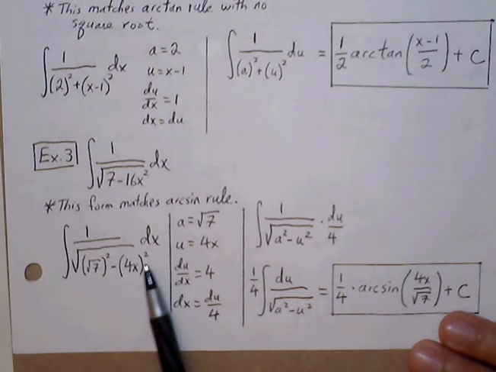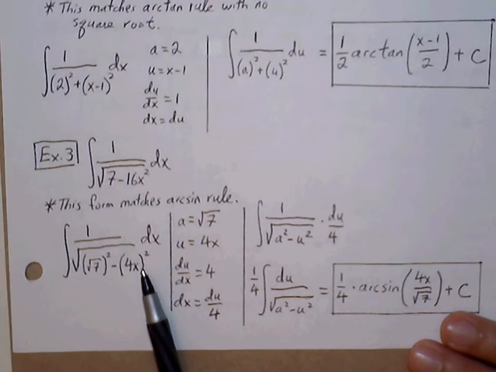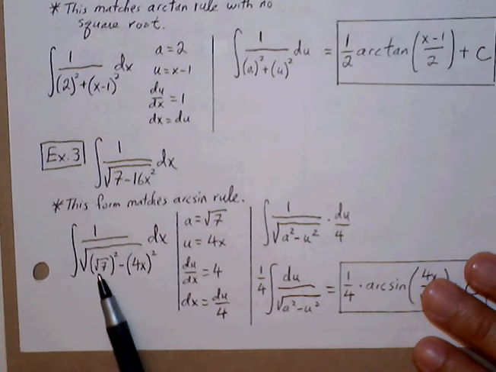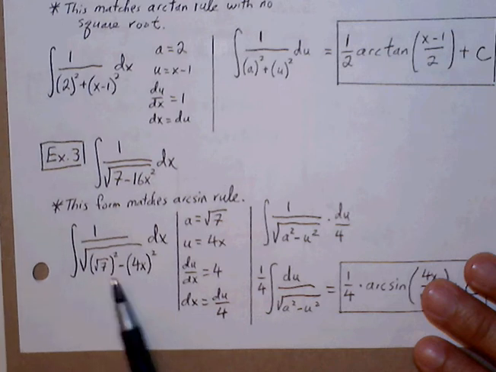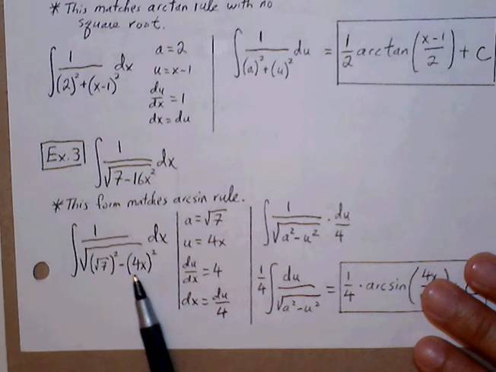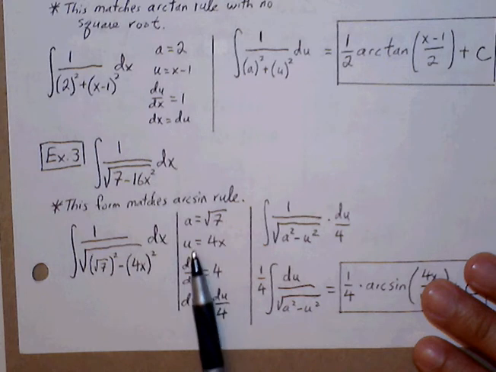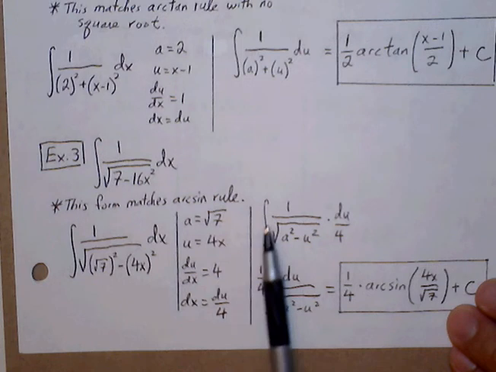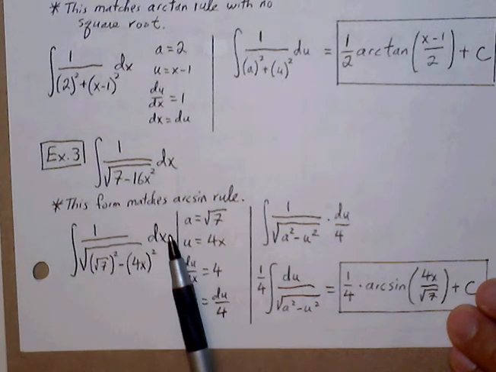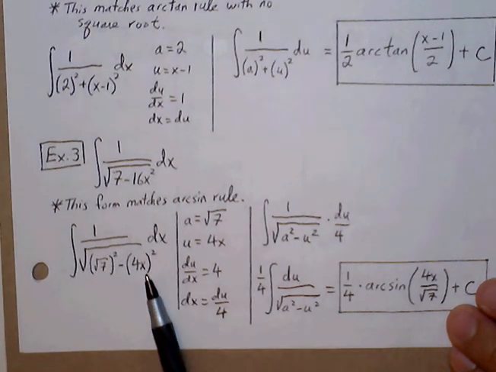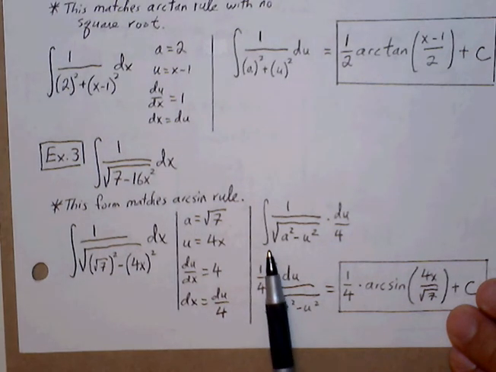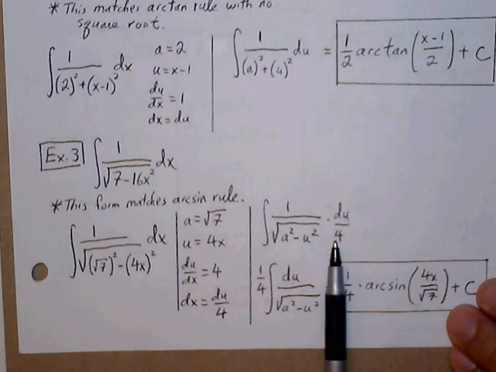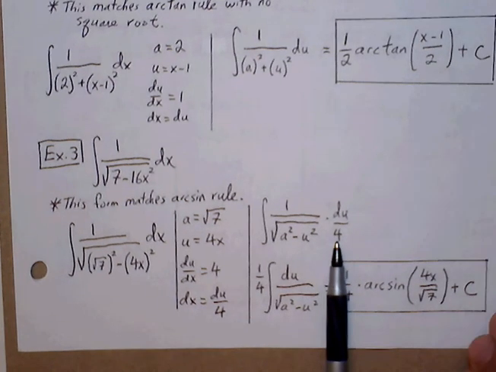When we do that, we can identify the a value and u value a lot easier. The a value is simply what's inside the parentheses, so a is the square root of 7. Our u value is simply what's inside the parentheses, so 4x. We find the derivative for 4x, which is 4, and solve for dx, which is du over 4. We make our substitutions: dx gets replaced with du over 4, and we have our a value and our u value. Now we have everything set up just like the rule on the left side for the arcsine rule, so we can apply the rule on the right side.